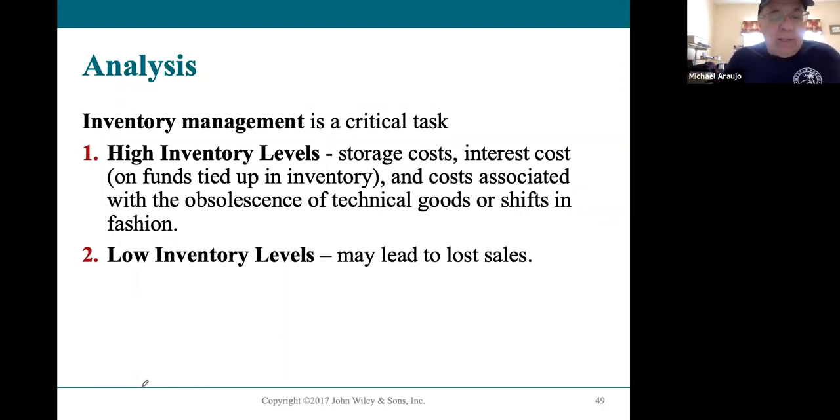All right, so on to some financial analysis regarding inventory, okay? Pay no attention to the barking dog in the background, okay?